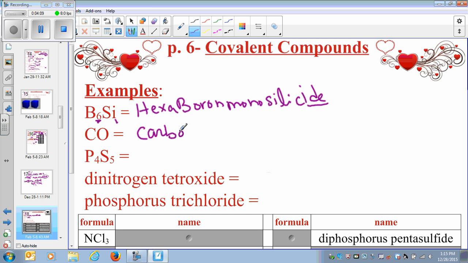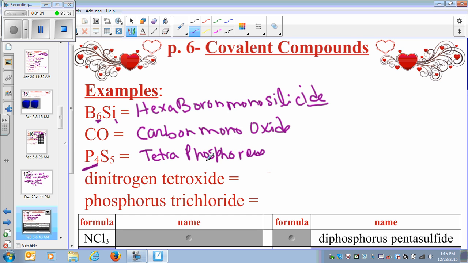Then I have carbon monoxide. So I have to mention the number of atoms for the second element, even if it is 1. Okay, but for the first element, I don't use mono. For the second element, I have to use it no matter what it is. Now I have 4 phosphorus atoms, so I will say tetraphosphorus, and then I have 5 sulfur atoms. Pentasulfide.